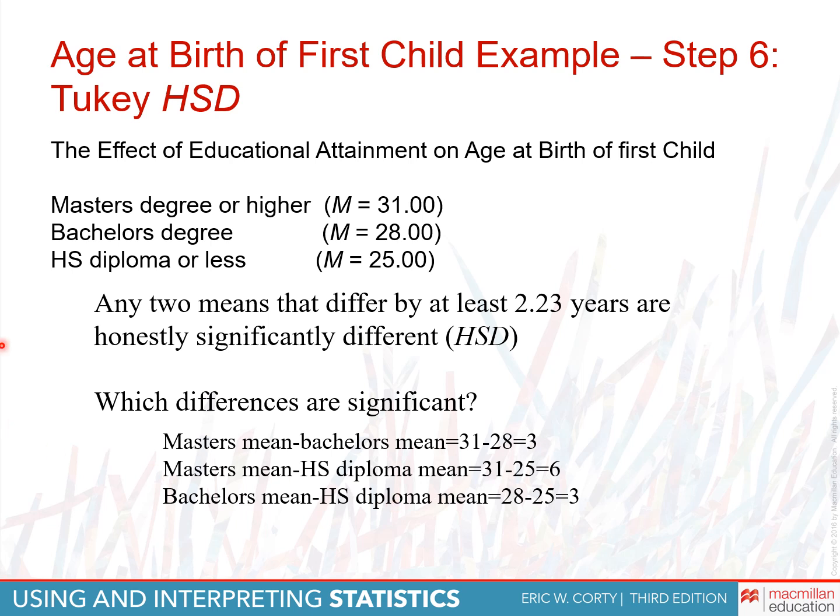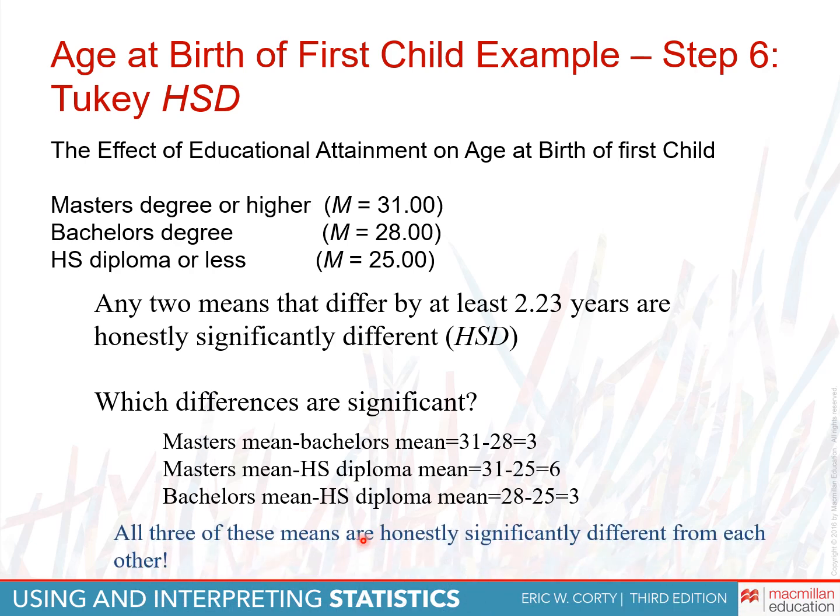And then finally, we can compare the bachelor's degree folks to the high school diploma folks. The mean age at birth of first child for those who have a bachelor's degree is 28. The mean age at birth of first child of the folks with a high school diploma is 25. And so the difference between those is 3. And again, 3 is greater than 2.23. So that means that the mean age of the folks with bachelor's degrees is honestly significantly different from the mean age of folks who have a high school diploma. So it turns out in our example, all three of these means are honestly significantly different from each other.